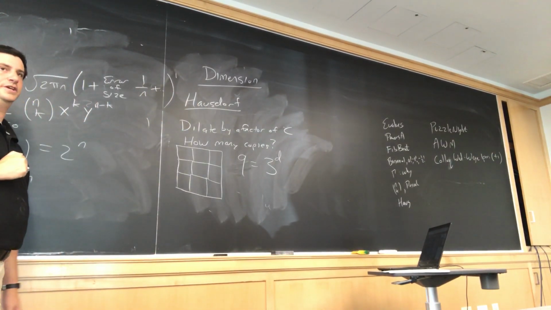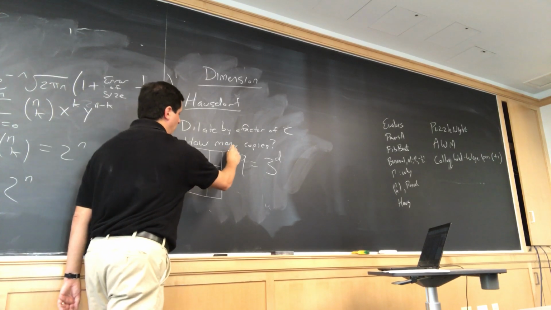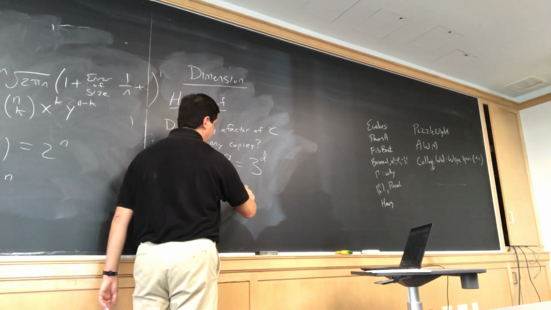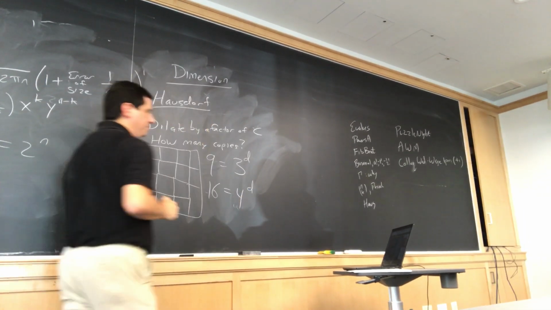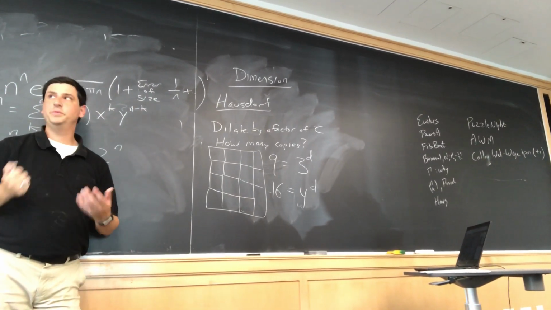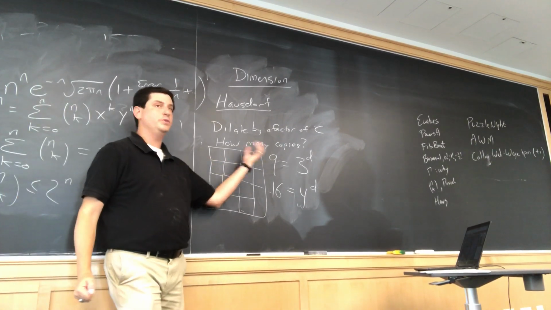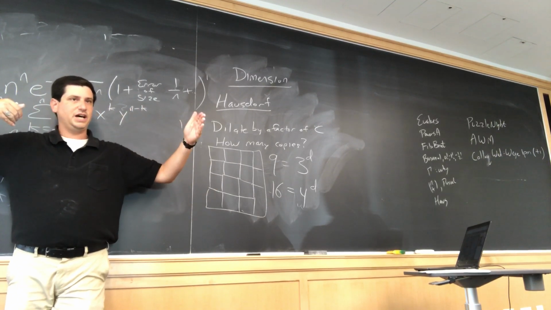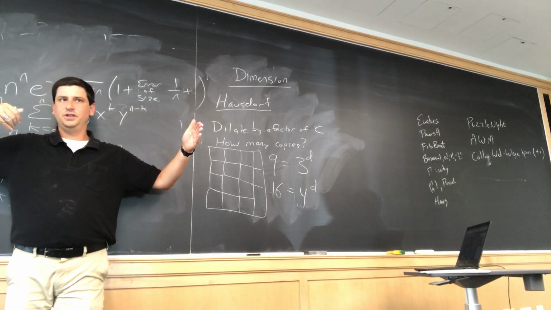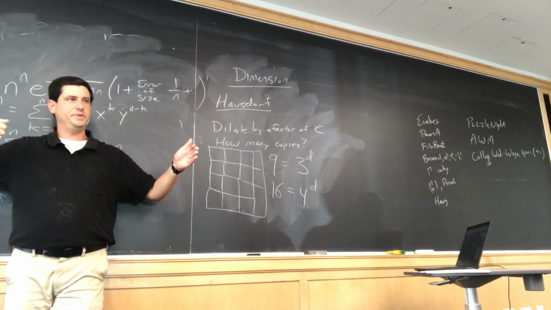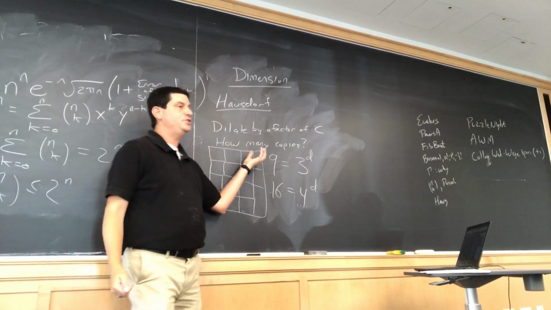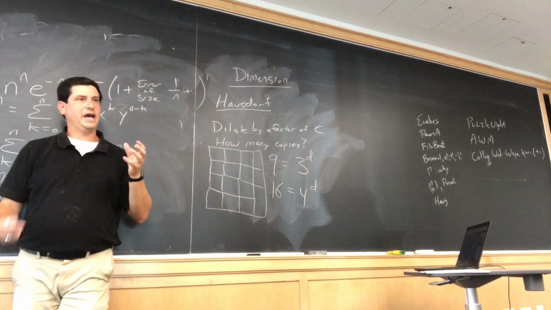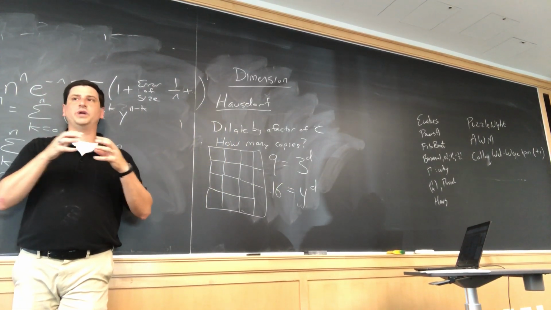9 is equal to 3 to the d. If we increase by a factor of 4, and forgive the poor drawing, we would have 16 is 4 to the d. What would d be? It would still be 2. This would be a nice two-dimensional object. If you take a line and you double the length of a line, you have 2 copies. d is going to be 1. If you triple it, you have 3 copies. d is going to be 1. This gives you a nice way to talk about dimensions of sets. If I took a cube and I doubled it, how many cubes would I have?